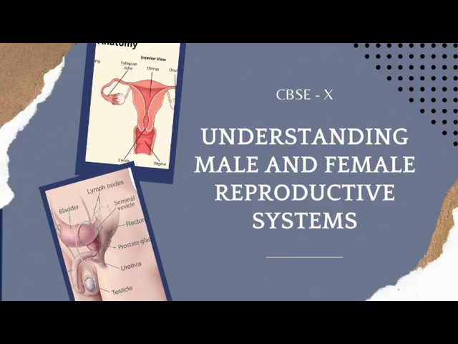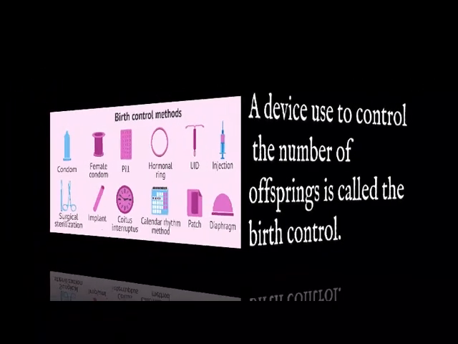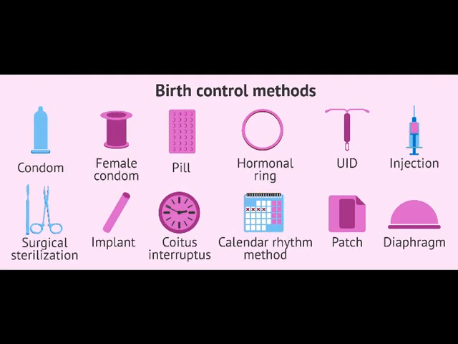Okay, so now population control, a device to control the number of offspring. It is called birth control. And these birth control methods are the only measures which can control the population.